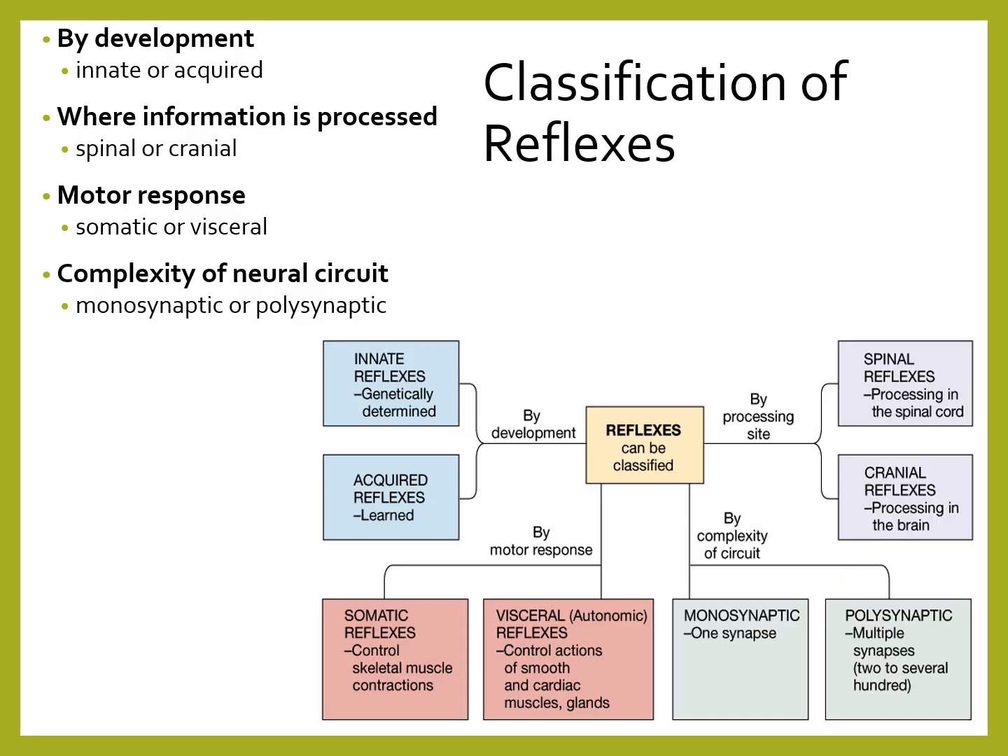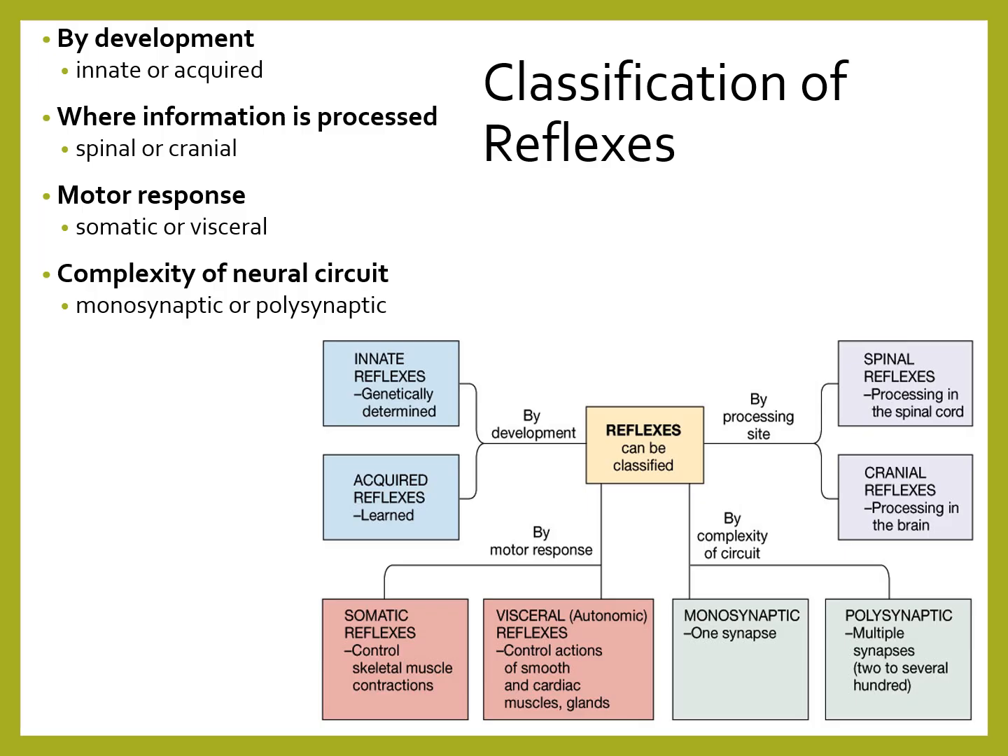There are several ways that you can classify a reflex. You can classify them by development. If you do it that way, there are two kinds of reflexes, innate or acquired. Innate means you were born with them. Acquired means you learn them. You can classify reflexes based on where you process the information. In other words, where is that integrating center? In that case, there are spinal reflexes and cranial reflexes.